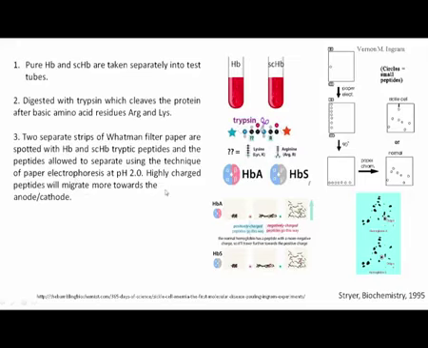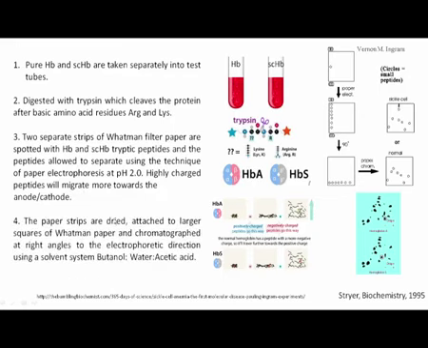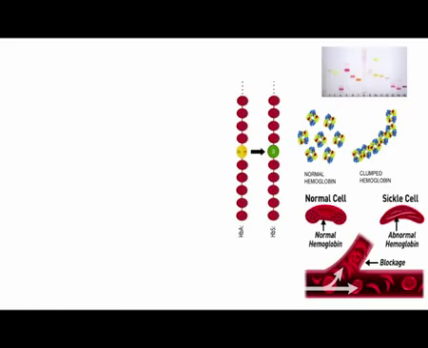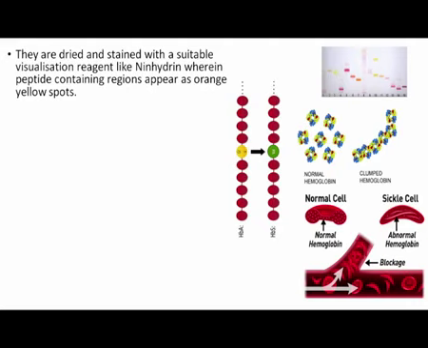pH 2. So, the highly charged peptides will now migrate more towards the anode or the cathode, that is the positive or the negative charges respectively, and the paper strips are dried and then attached to larger squares of Whatman paper and chromatographed at right angles, as I just now mentioned. And once they are done so, it is not simply that after doing these chromatograms you will be able to see all these spots, but for that you have to do something else. The something else is that you have to dry them and stain them for visualization with some reagents like ninhydrin.